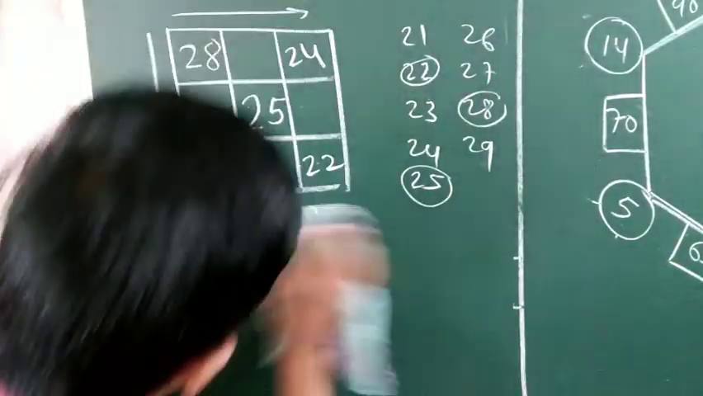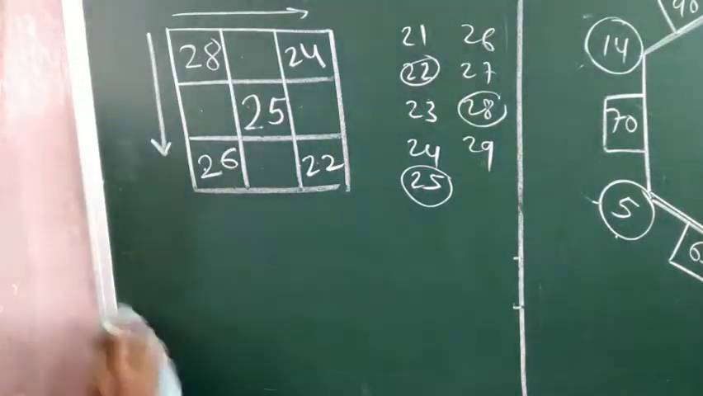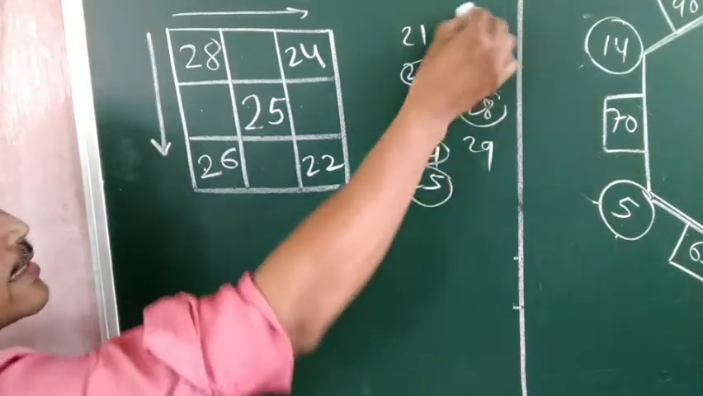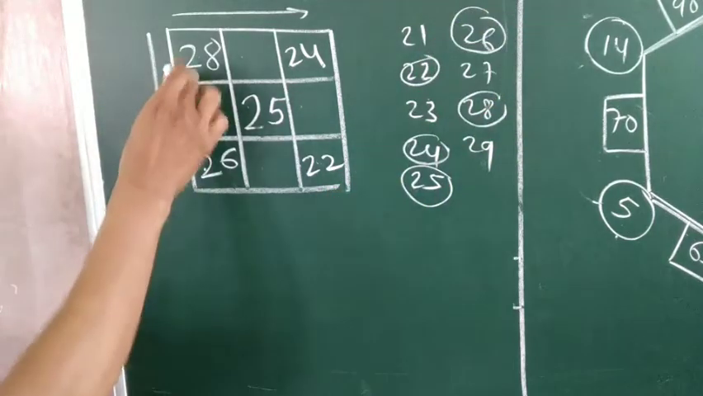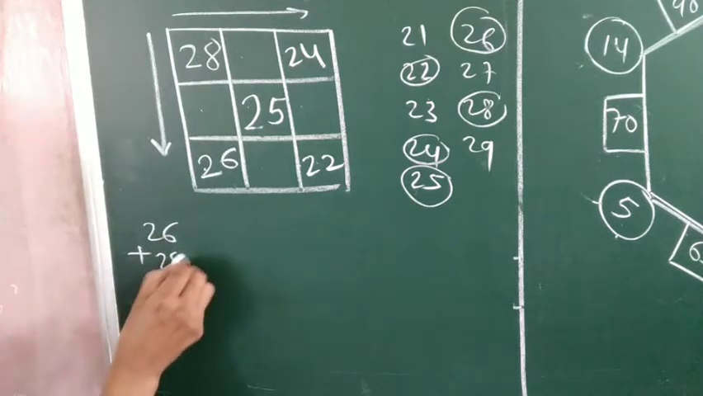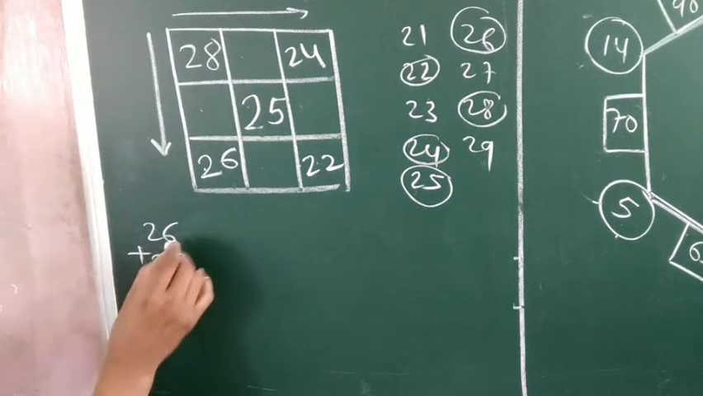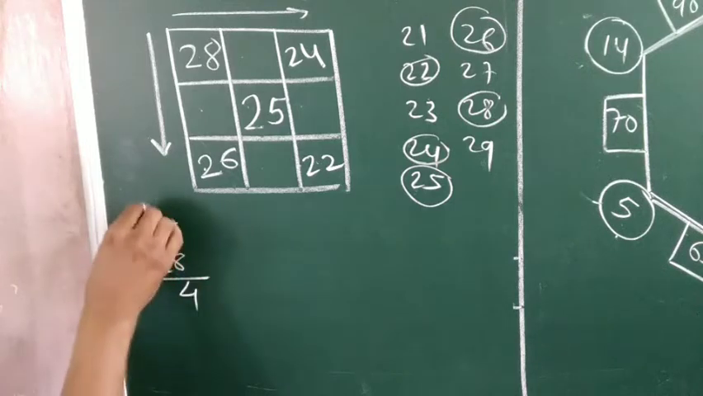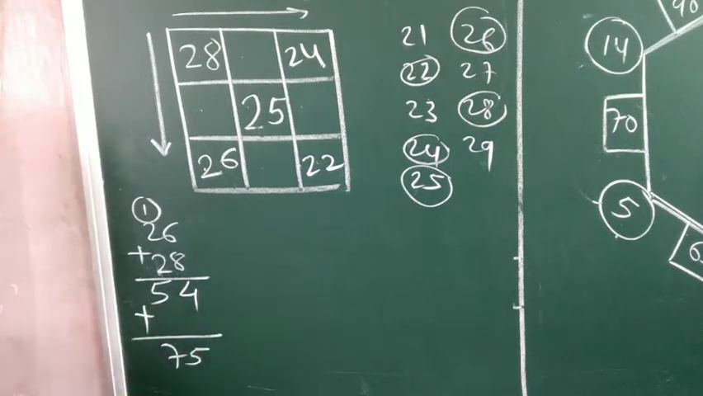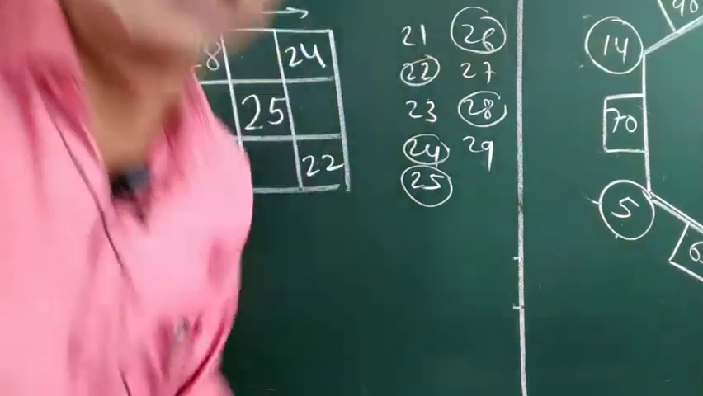Now next. देखिए 24 हमने यहाँ पर यूज किया है और 26 भी यूज किया है यहाँ पर. Now 28, 26. See, 6 plus 8, 14, carry 1. 2 plus 2, 4 plus 1, 5, 54. Now 54 plus what number here? It should be, I think, 21. No? It should be 21.